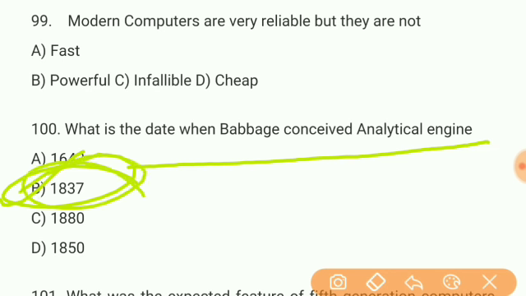That is 1837. Okay. So friends, these 100 questions we discussed today, and tomorrow in the next part of this computer series we will discuss 100 more questions. I hope these computer questions will be helpful for you.